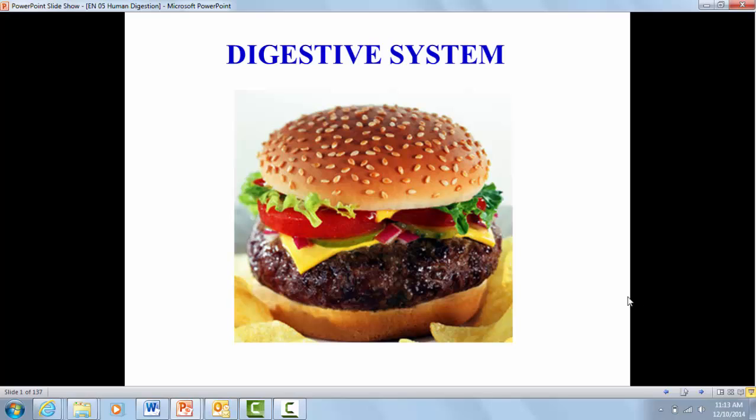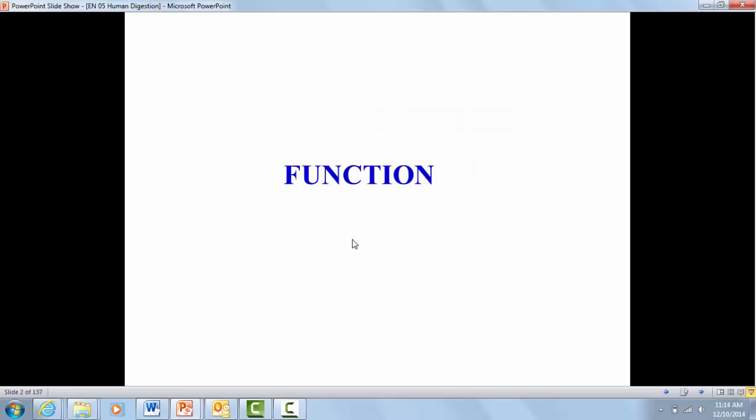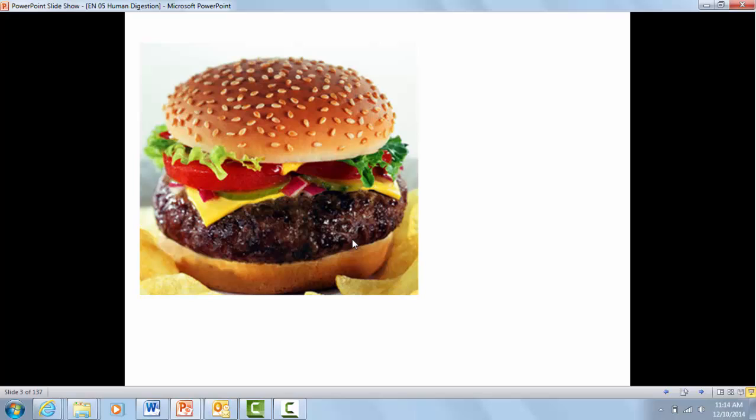Scholars, today we are going to be talking about the digestive system. So we've talked about this juicy, delicious looking hamburger, but if we're looking at the size of a cell, that hamburger is way too big. We're not going to be able to fit it into that tiny cell.